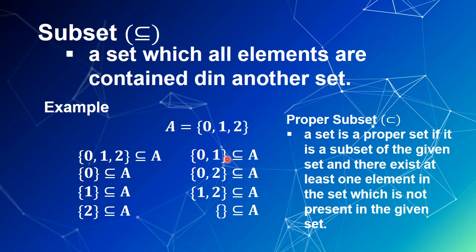We also have what we call a proper subset. When we say proper subset, this is a set wherein, or this is a proper set if it is a subset of the given set and there exists at least one element in the set which is not present in the given set. So all of these, from here up to here, have 1 or 2 elements that are not present in the given set. So these are what we call proper subsets.